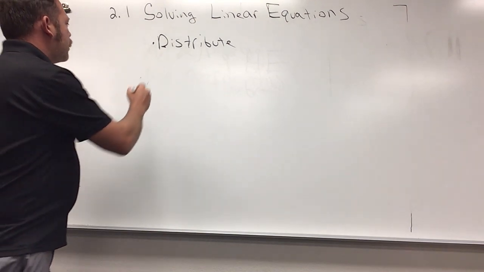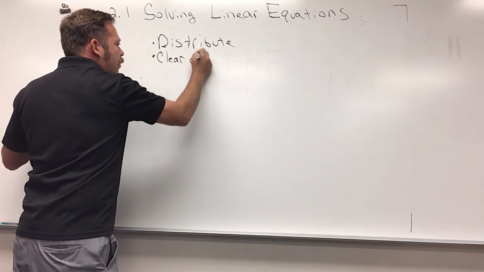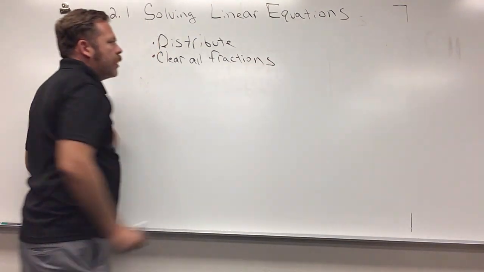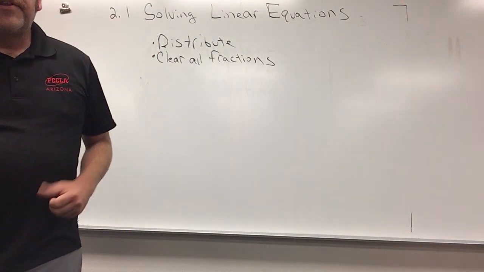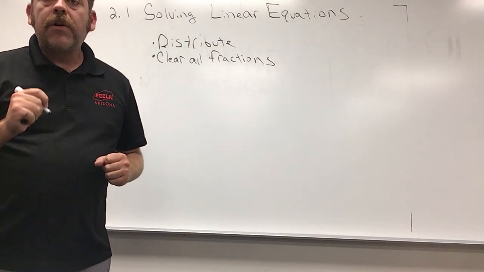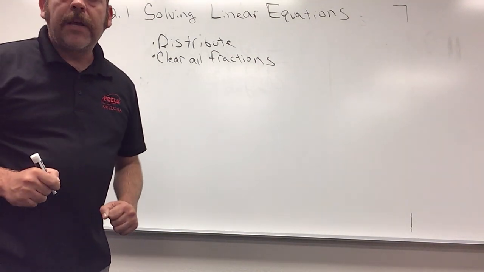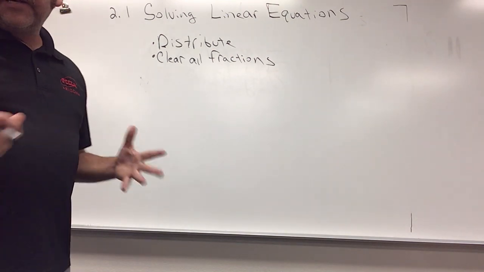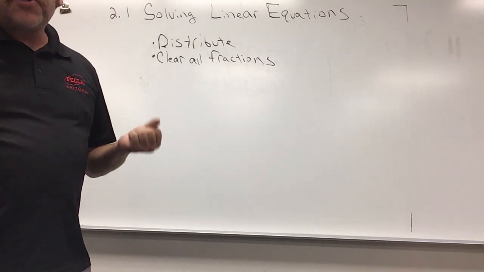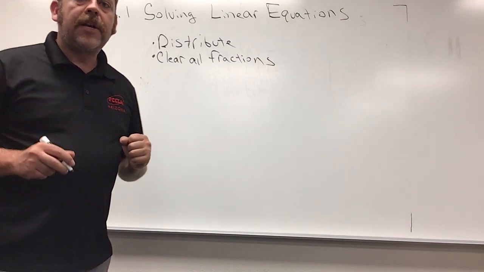So after distribute, we want to clear all fractions, okay? Now, when we clear fractions, that can be done by multiplying both sides of the equation by the lowest common denominator of every fraction that exists in the equation. We'll get to that when we see one of those problems. And any time there's not one of these steps to do, for example, if there's no fractions, you just jump on to the next step. If there's nothing to distribute, you jump right onto the next step.